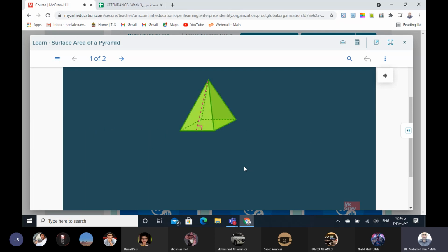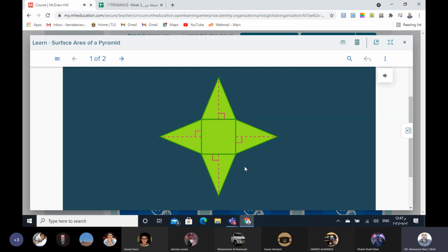The surface area of a three-dimensional figure is the sum of the areas of the faces. To find the surface area of this pyramid, find the sum of the area of the base and the areas of the lateral faces. You can use a net to find the surface area of the pyramid.